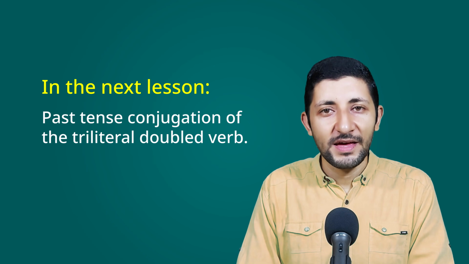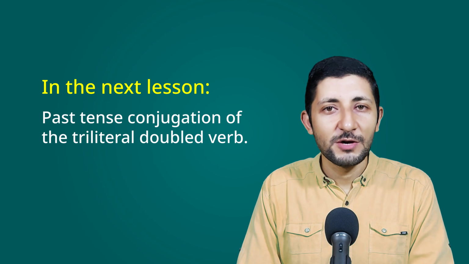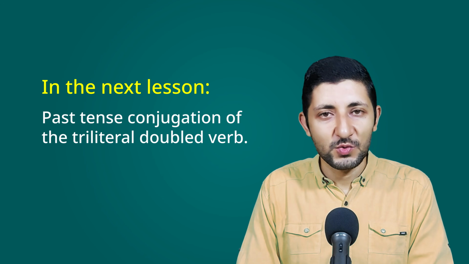That completes our study of past tense conjugation for the verbs that experience no change. In the next lesson, we will learn how to conjugate the triliteral doubled verb in the past tense as well.